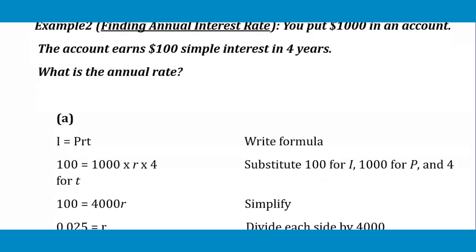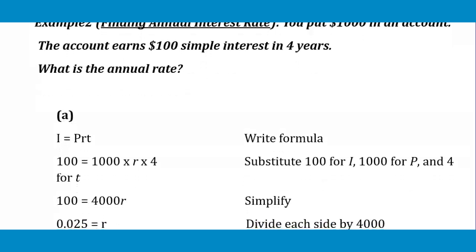I equals PRT. 100 is the interest, so we do know the interest, so that interest is 100. The principal is 1,000, that's the amount that we had put into the account. Times R, we're going to leave R right there as our variable, that's our unknown, times 4, and that is the number of years. So I can simplify. What I'm going to do here is multiply those two together, and that gives me 4,000 R on the right side. I still have 100 on the left.